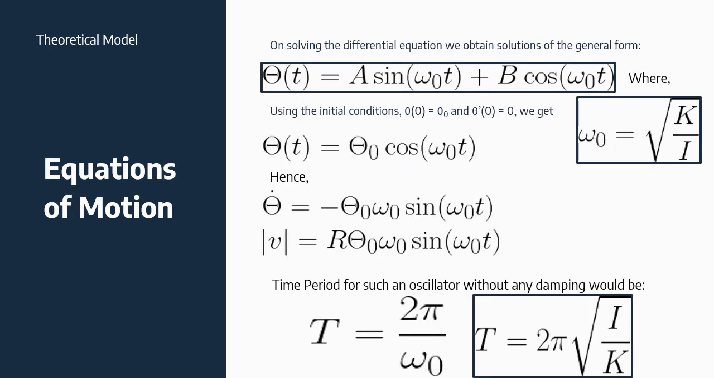Now we can solve the differential equation and obtain these solutions. Using the initial conditions, we can obtain a function for theta, and we can differentiate both sides and multiply both sides by r, and now we have a function for the tangential velocity. Omega naught here is defined to be the natural frequency of the oscillator, square root of k on I, where k again is the torsional constant, and the time period of such an oscillator is 2 pi divided by the frequency, and the frequency here is the natural frequency since there is no damping, so this is 2π√(I/k).